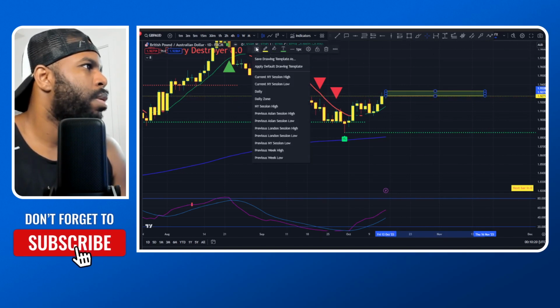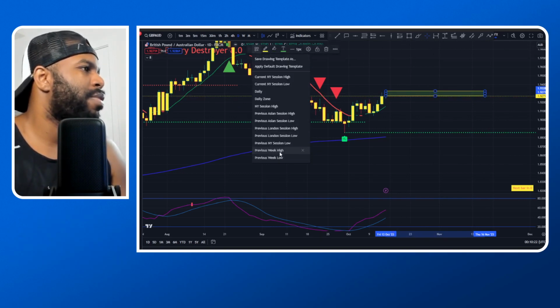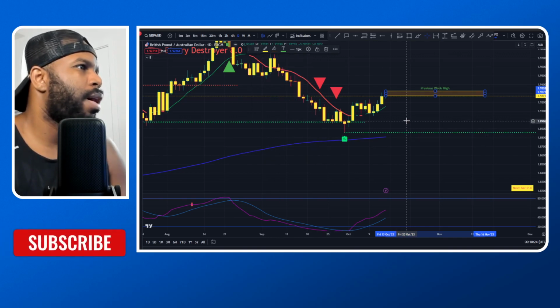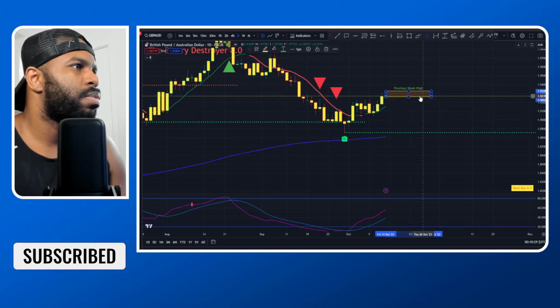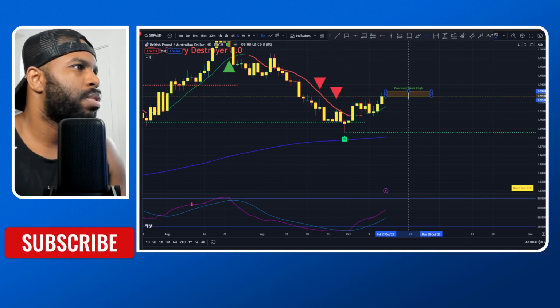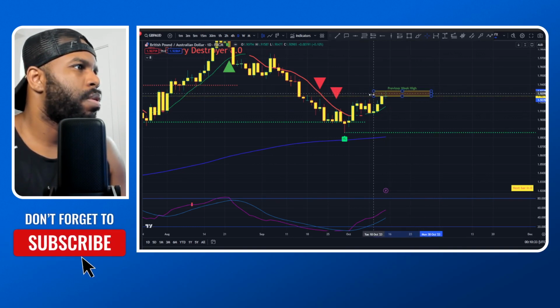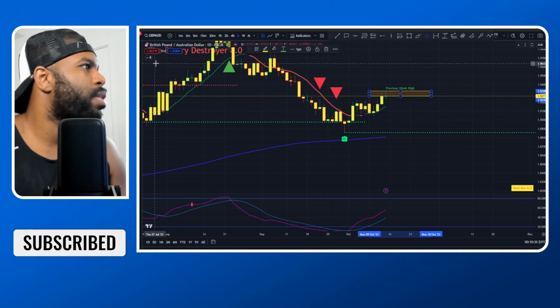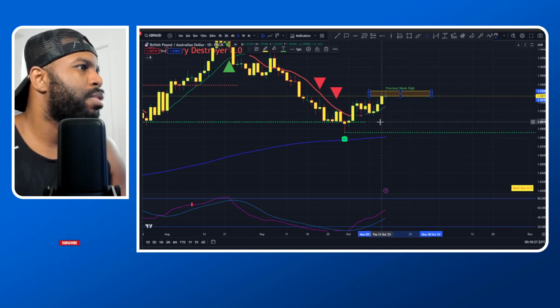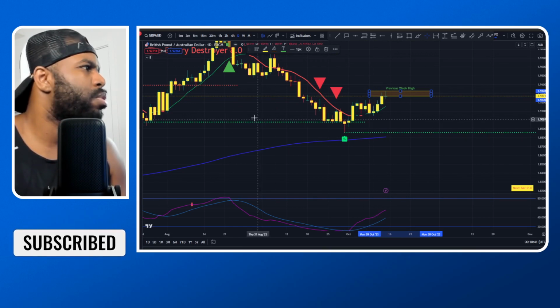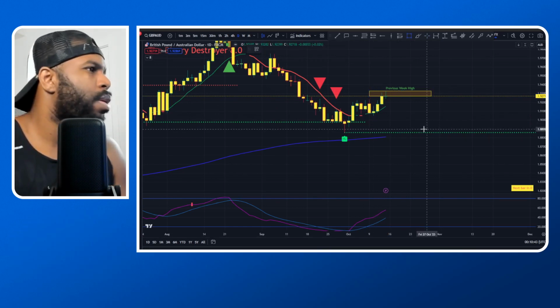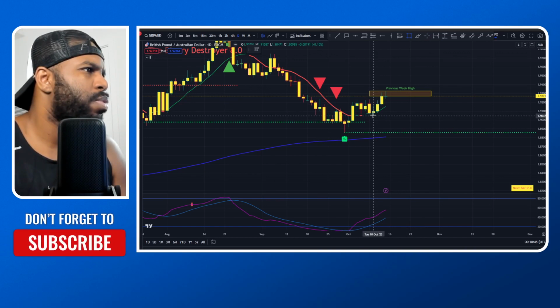Okay. I already have a template for that. So the previous weekly high. Let me bring this over some. Okay. So that's the previous weekly high. And then the previous weekly low was on Monday. No? It was on Tuesday. Yeah, so Tuesday was the previous weekly low.